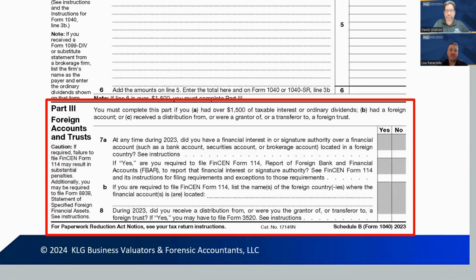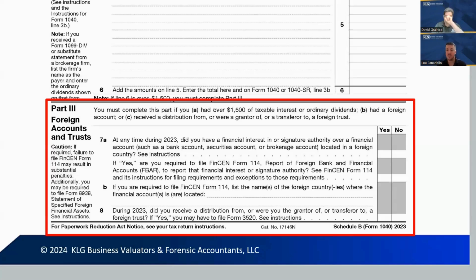So if the box is checked here that anytime during the tax year, Form 114 was filed with FinCEN, and they check off the box, yes, you're going to want to include that form in your discovery demands to make sure that all foreign assets are accounted for on that statement of net worth or financial affidavit.